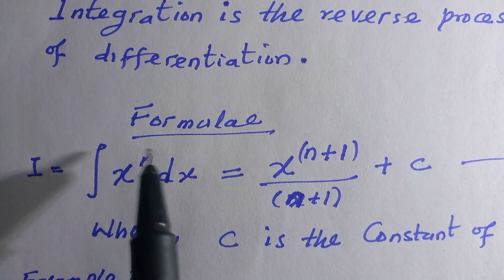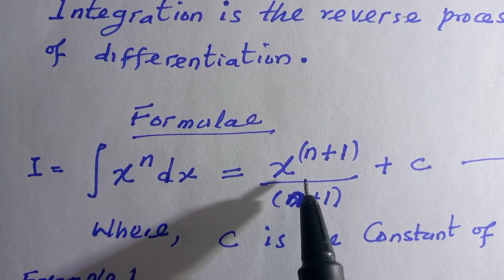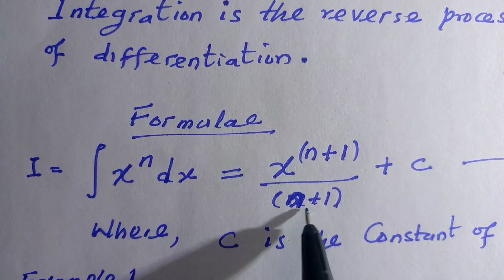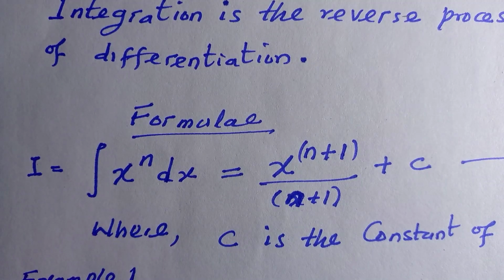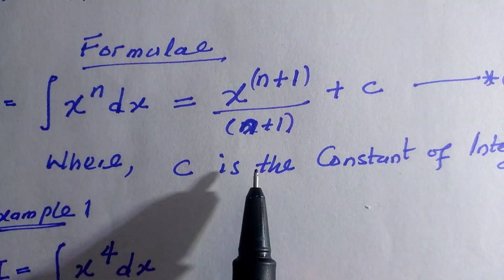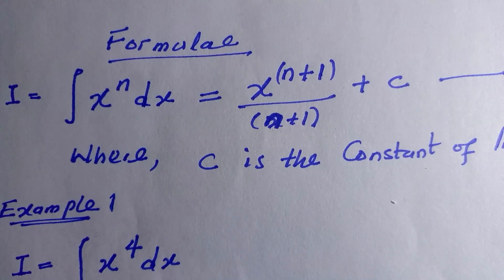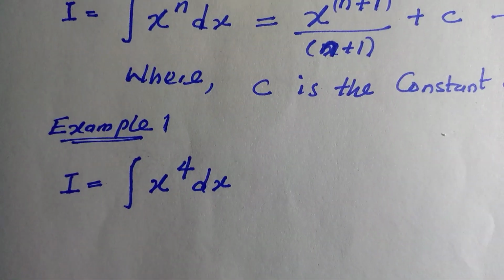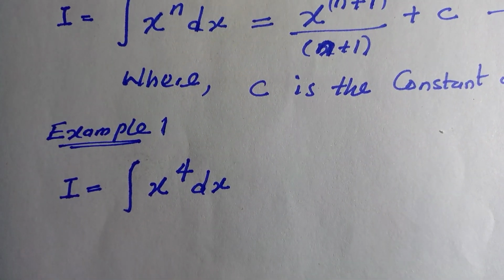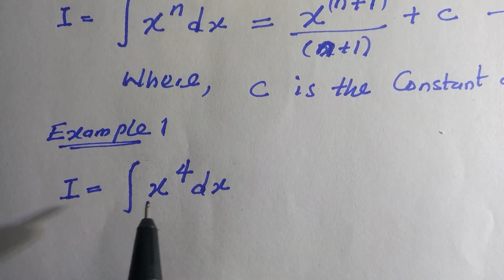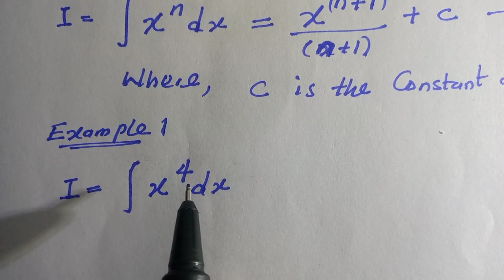And with this particular formula, if you have the integral of x raised to power n dx equals x raised to power n plus 1 divided by n plus 1, plus c. Remember, we integrate with respect to x, not n. n is just like a power, and the c is a constant which must be added to it. And let's see this first example by following the formula above.